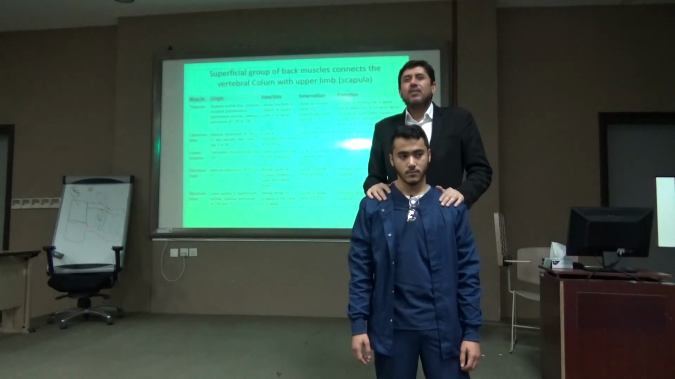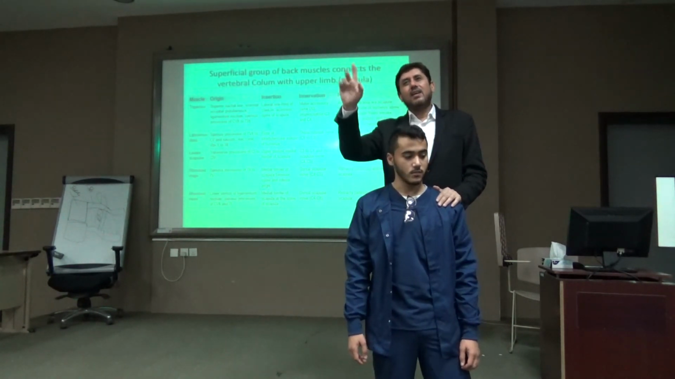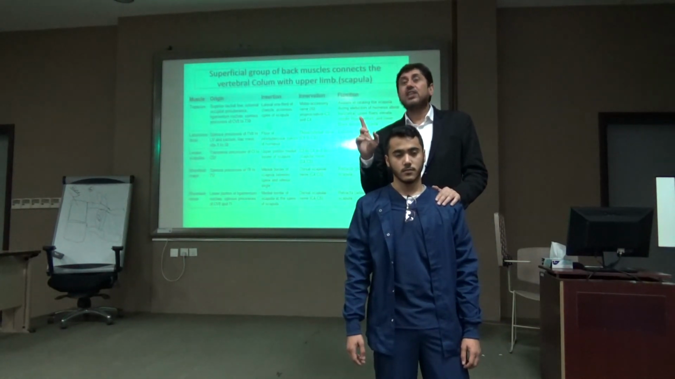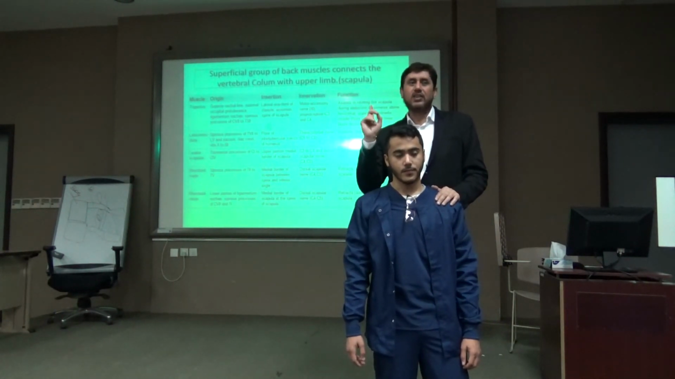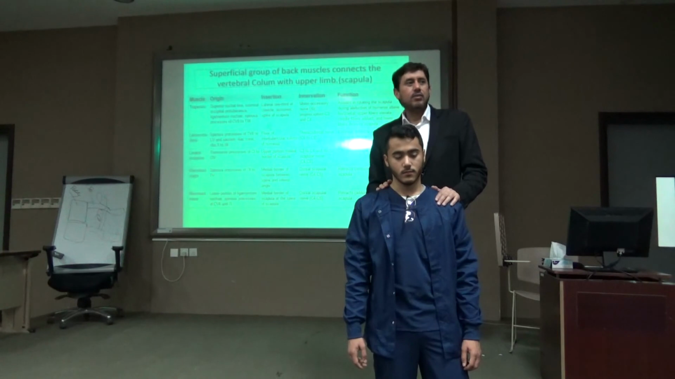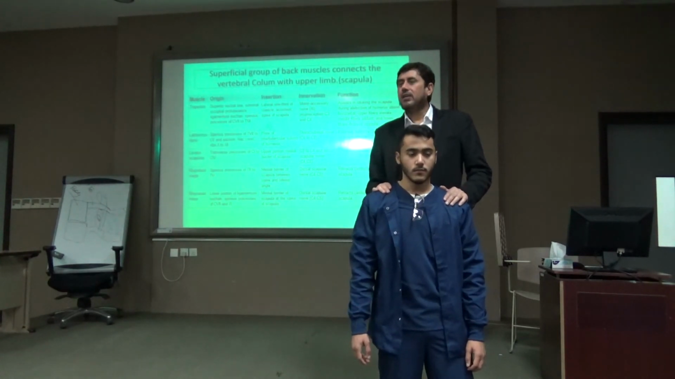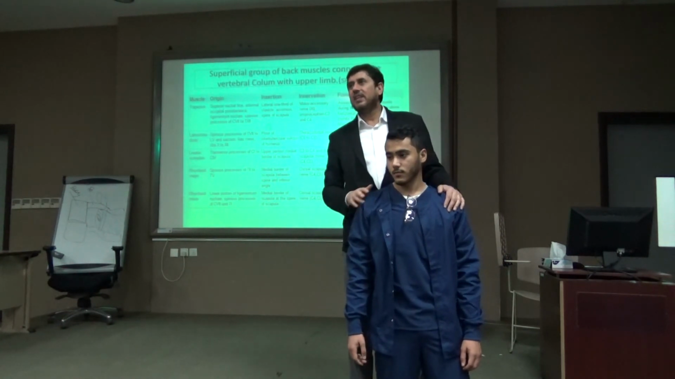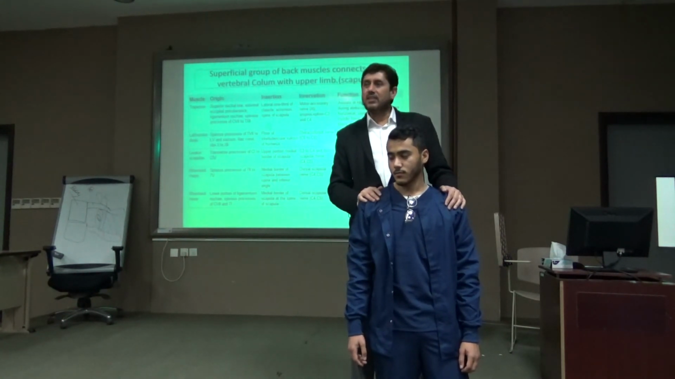Which nerve is damaged now? Accessory. Cranial nerve, 11th accessory, spinal part, sorry. The accessory nerve, spinal part, is damaged because it's supplying the skeletal muscle. So this is the action of trapezius. How about latissimus dorsi? What is the action of this one, and what is the nerve supply of this muscle?